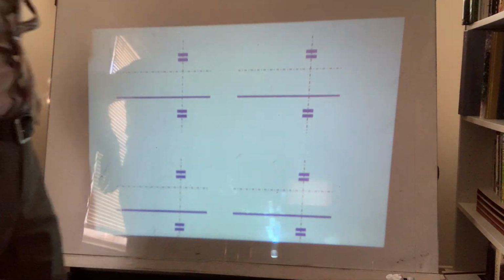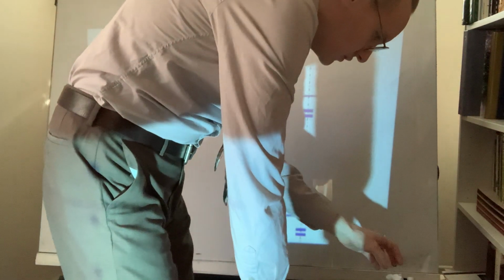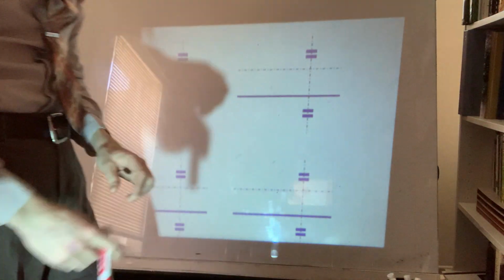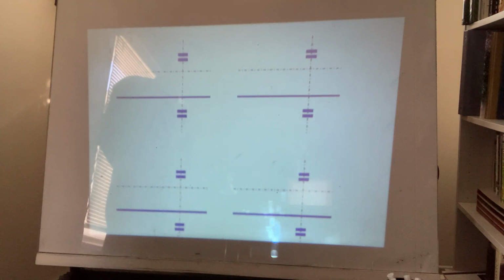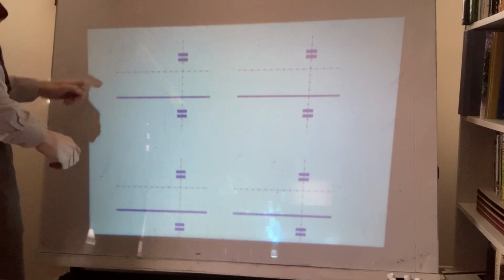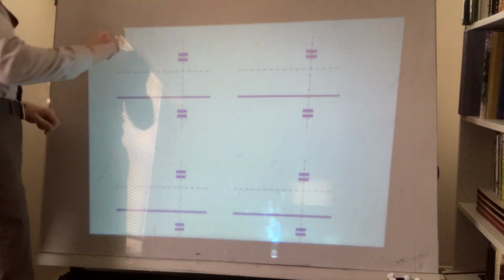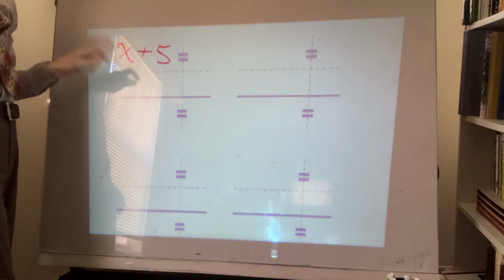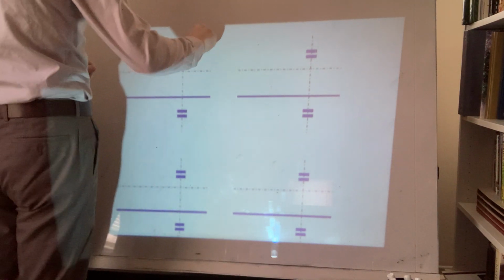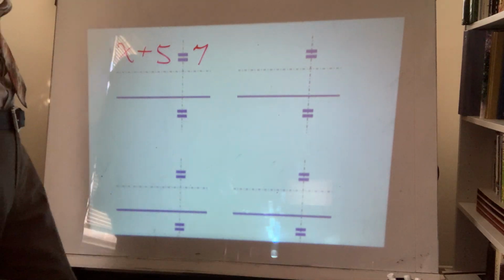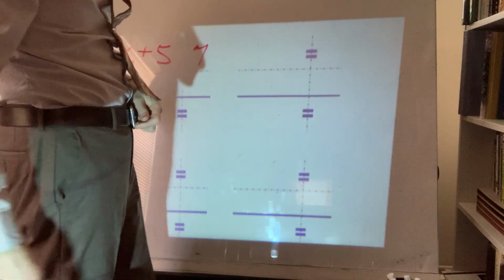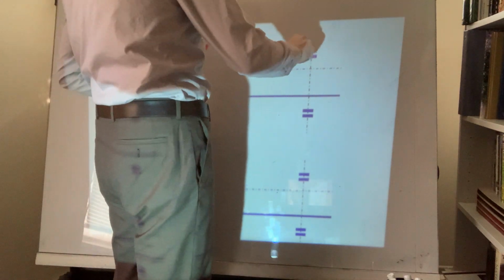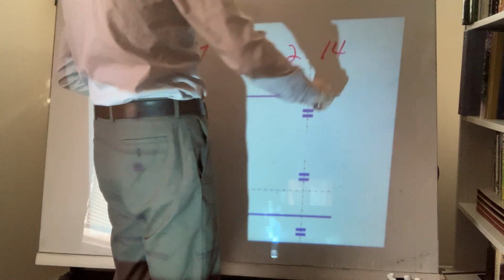So, let me go back and discuss those single-step algebraic equations from before. I just kind of used them as an example, but I didn't do anything with them. You see how there's a dashed line here? I'm going to put x plus 5 above this dashed line on the left side of the equals, and then I'm going to put a 7 here. All right, and for the alternate example here, x minus 2 is equal to 14.